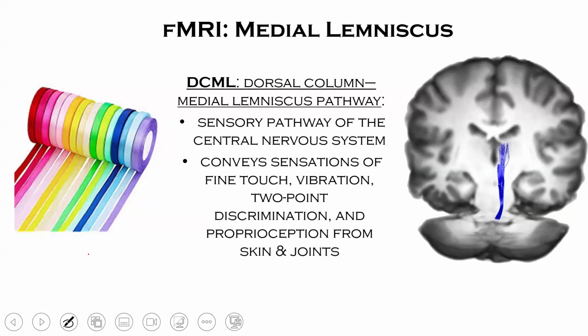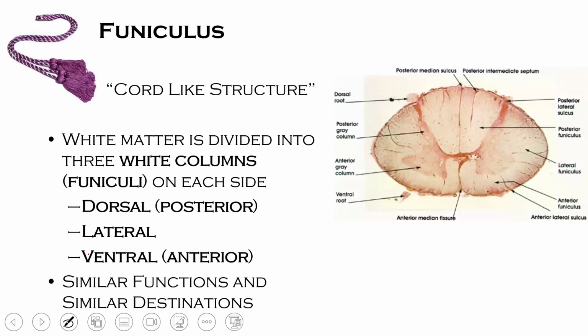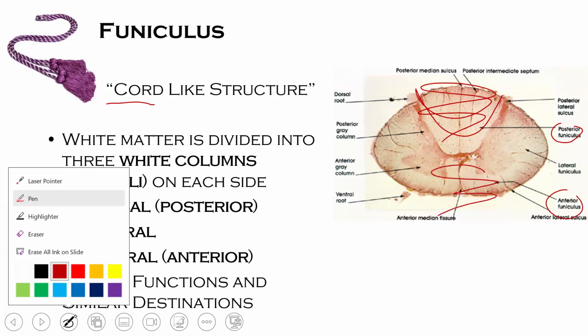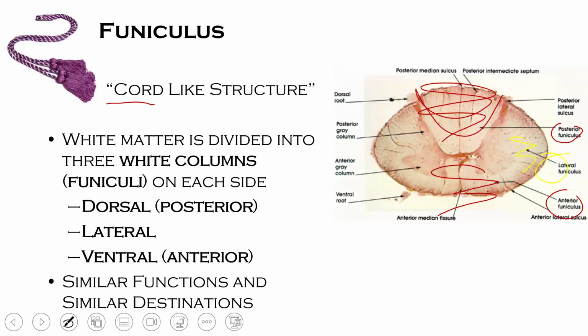And we're going to combine these things, so the dorsal column on the slide just before this one and the medial lemniscus. So the dorsal column, medial lemniscal pathway. This sensory pathway of the central nervous system conveys sensations like fine touch, vibration, 2-point discrimination, and proprioception from our skin and our joints. Now, funiculus just means cord-like structure. So we'll see this over here. Posterior funiculus. Sometimes those dorsal columns we call posterior funiculi, and then we'll see the anterior funiculi area over here, and then you can see the lateral funiculi here as well.